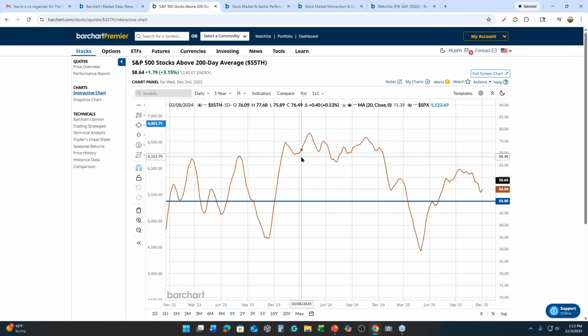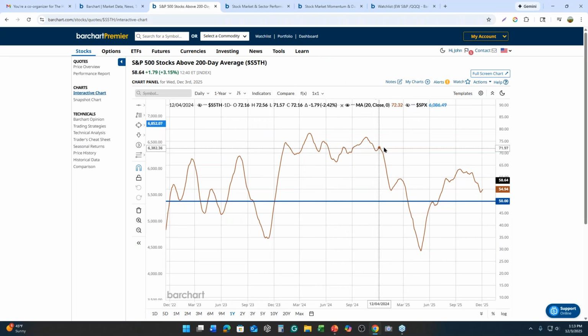But you can see that from about January of 24 to December of 24, for one year, we were held in a very strong position. And so that to me would be a sign of strong breadth. In other words, probably the market was trending.